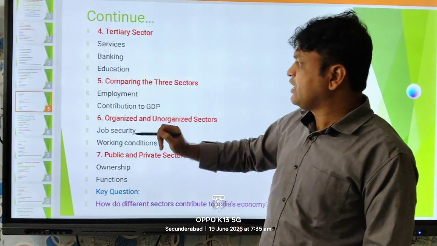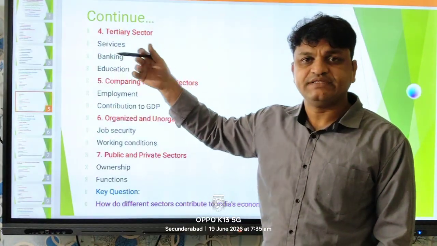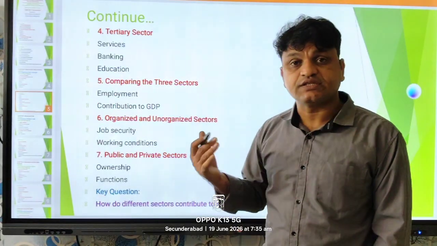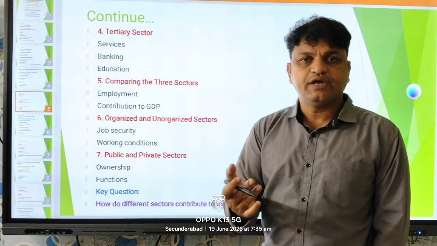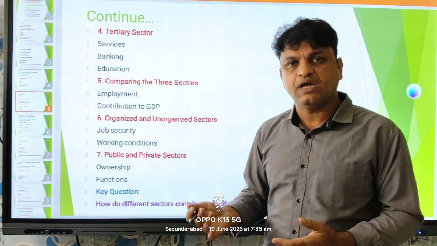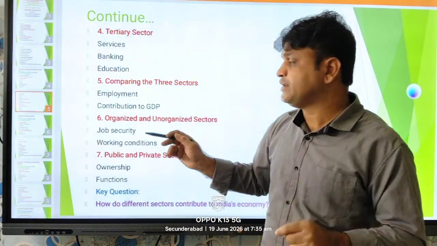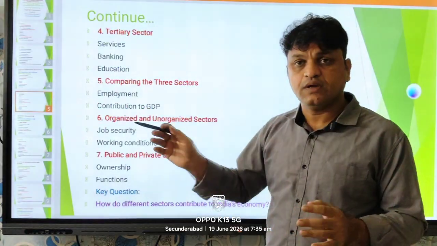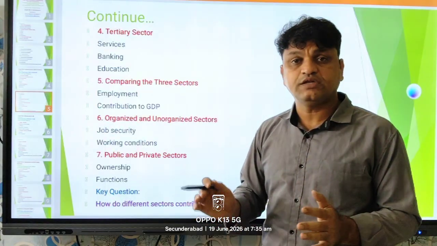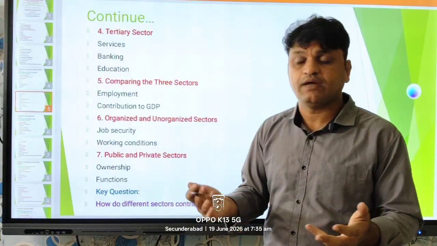So coming to the fifth headline, comparing the 3 sectors. We are going to look at what is the role of primary, secondary and tertiary. So we are comparing that. Employment: how much these 3 sectors are contributing to employment. After education we are looking for employment, right? So how people are engaging in different economic activities, and what is the contribution in employment. How many people are getting employment, that is a very important thing. And contribution to GDP, how these 3 sectors are contributing to GDP. What is GDP? Gross domestic product. That is national income. How we are producing goods. What is the national output?